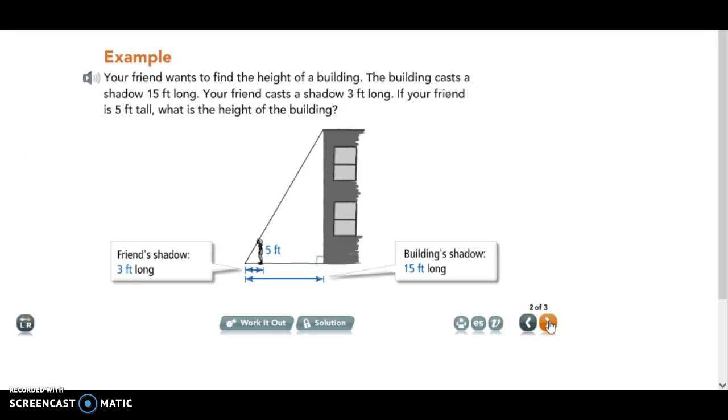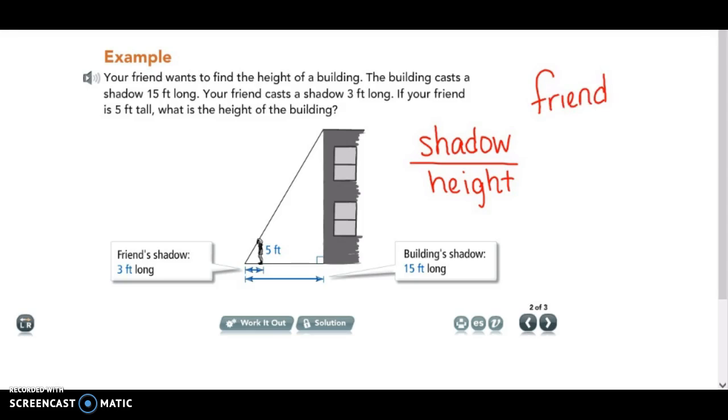So my friend wants to find the height of a building, and the building cast a shadow 15 feet long. My friend cast a shadow of 3 feet long. And we want to know, with that information, if my friend is 5 foot tall, what's the height of the building? So I have 2 things. I know the shadow, and then I also know the height. I know both of these things of the same thing, which is my friend. So my friend I'm going to use as my scale. My friend cast a shadow 3 feet long, so that's her shadow, and she is actually 5 foot tall. So her actual height is 5 foot.